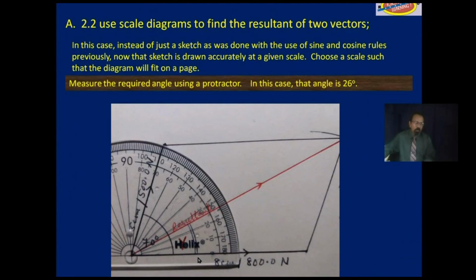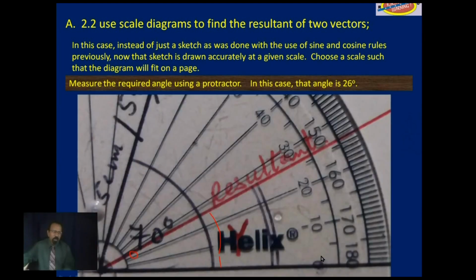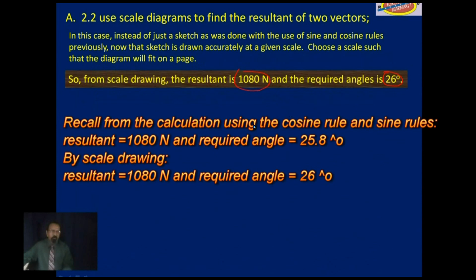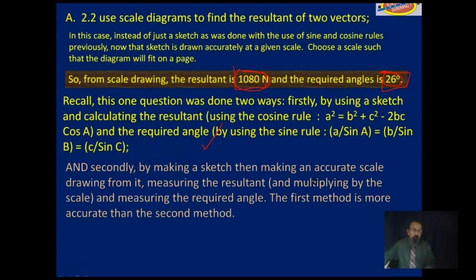We take a protractor, set it up here, and we measure the angle from here to there. Let's see that a little closer. Measure the angle from here to there. We are at 0, 10, 20, 25, 26. So we are somewhere at 26. And so we get 1080 newtons at 26 degrees. Which is not bad really.